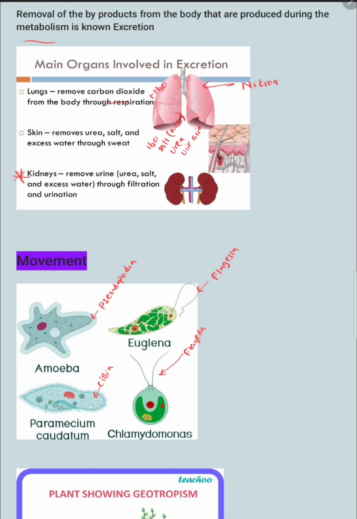It is not a nitrogenous excretory organ because they are producing carbon dioxide and water.